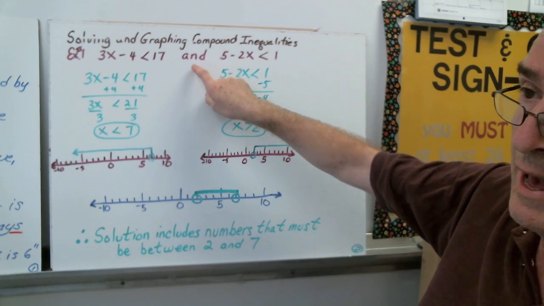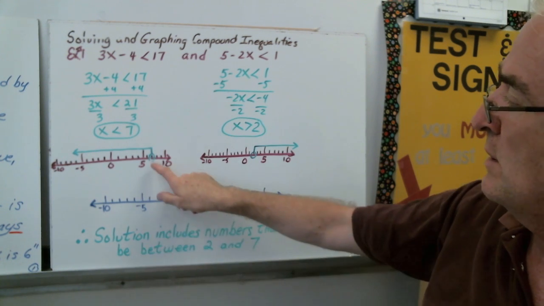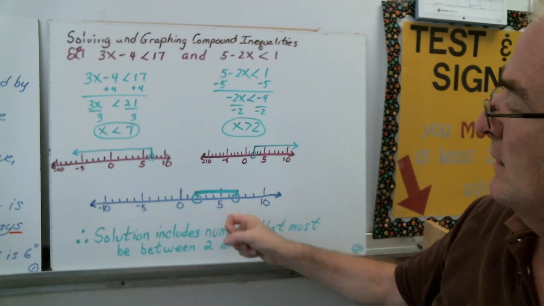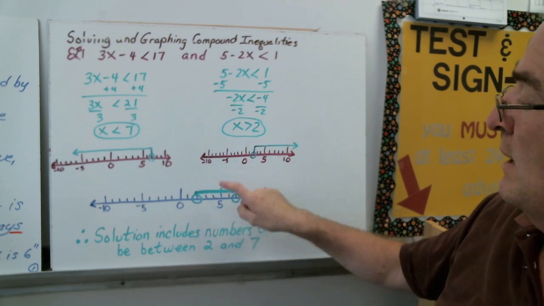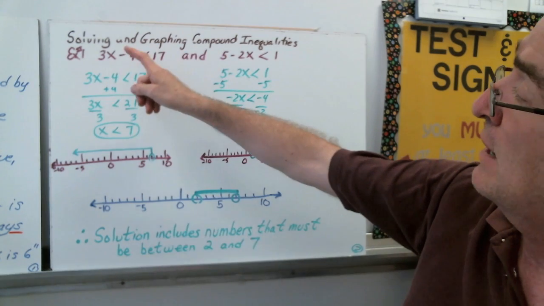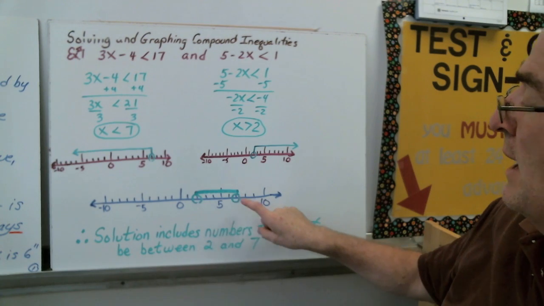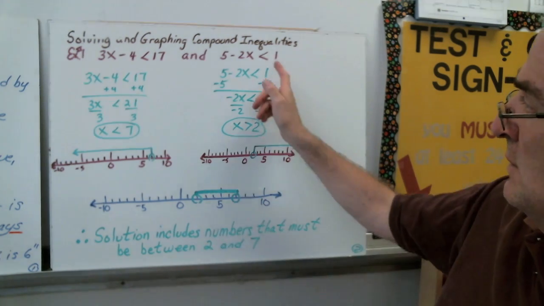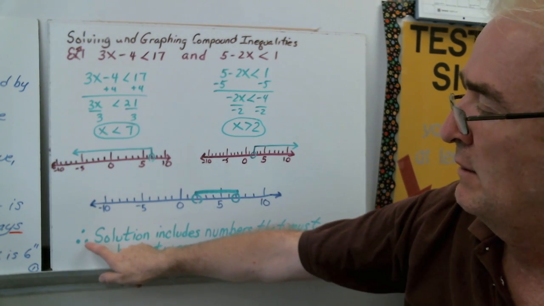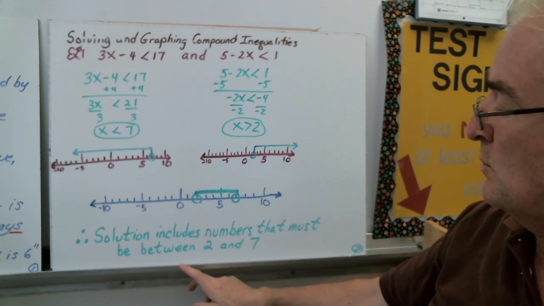Now remember, we had the word and, the conjunction and, which means we're going to look at two criteria for our graphs here. So look, we are going to graph x is less than 7, which is going in this direction. We're going to graph our x is greater than 2 and graph it going in this direction. And therefore, this is the solution of our compound inequality. All the numbers between 2 and 7, but not including 2 and 7, will satisfy this compound inequality. So remember, earlier we talked about 3 dots means therefore. Therefore, the solution includes numbers that must be between 2 and 7.